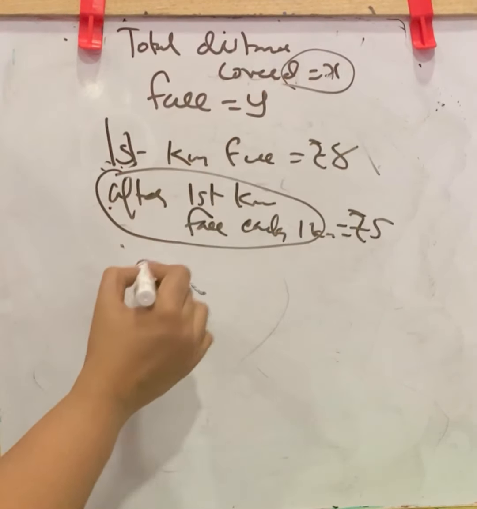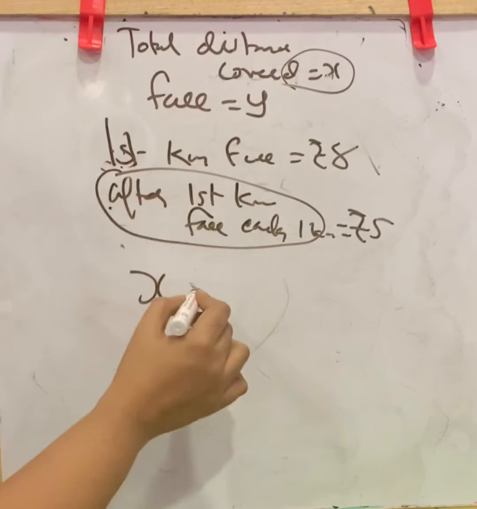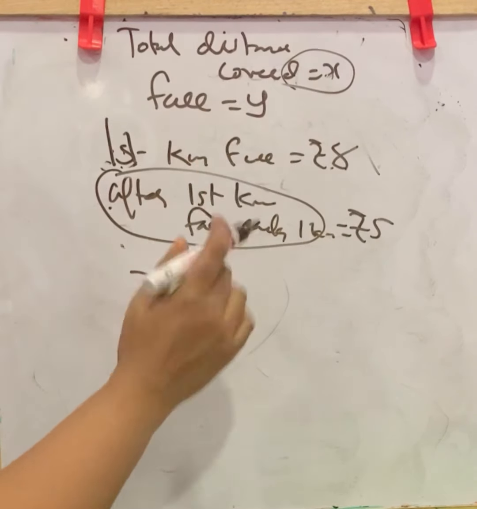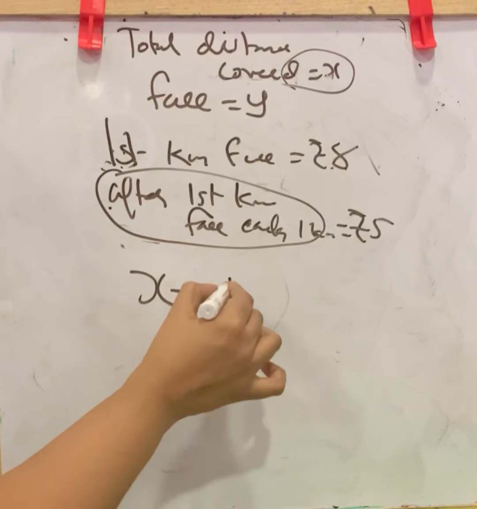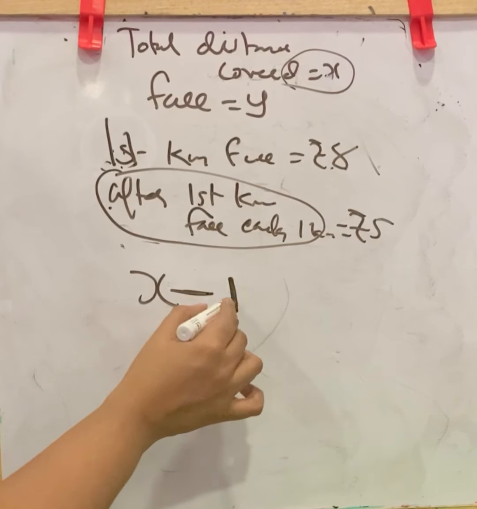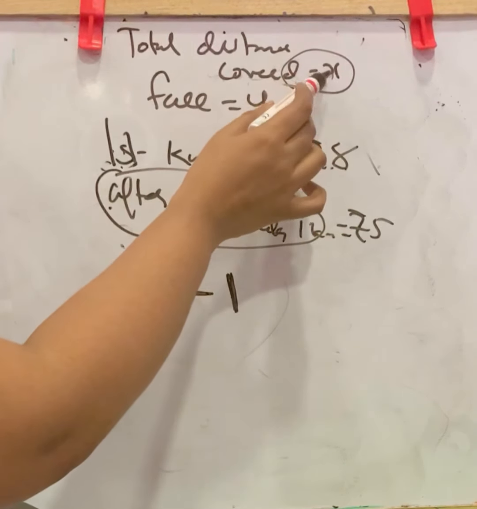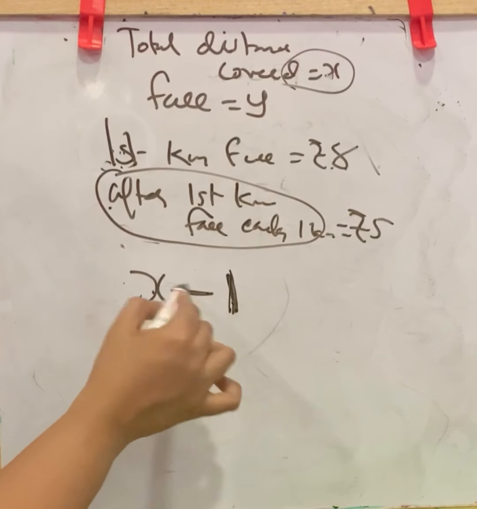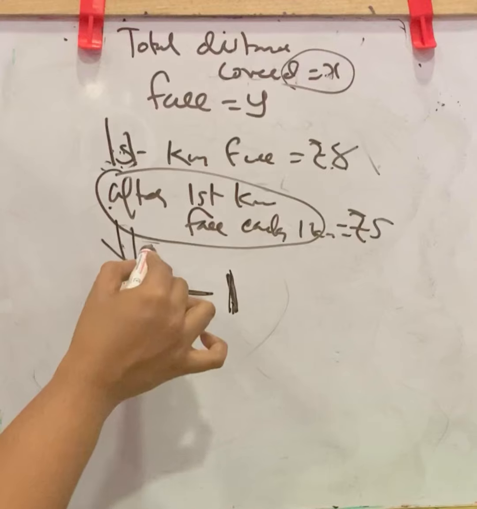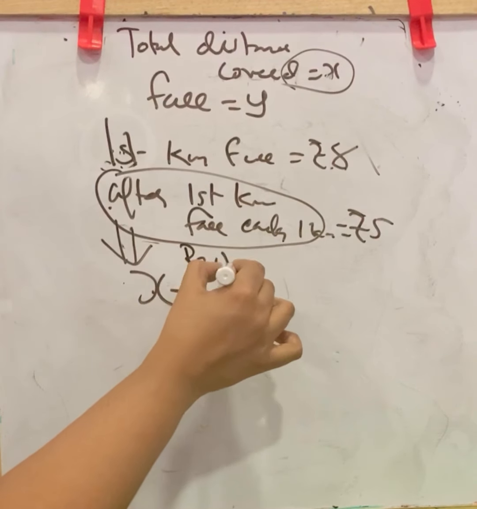We know the total distance is x and for the first kilometer the fare is rupees 8. So the rest of the kilometer is x minus 1. You subtract the first kilometer traveled from the total distance x, and that is x minus 1, the rest of the kilometer.